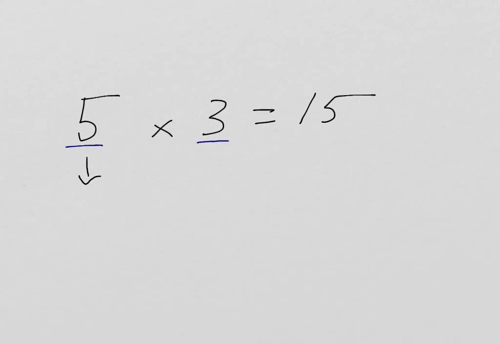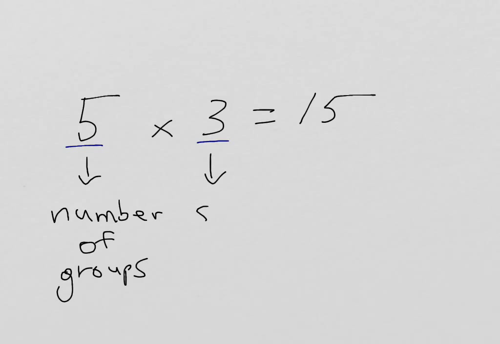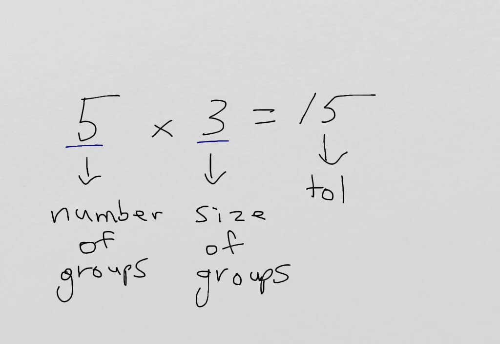That first factor refers to the number of groups. The second factor is the size of the groups. The product, which is what the answer is called, is the total. So everything in that multiplication expression has a very specific meaning.